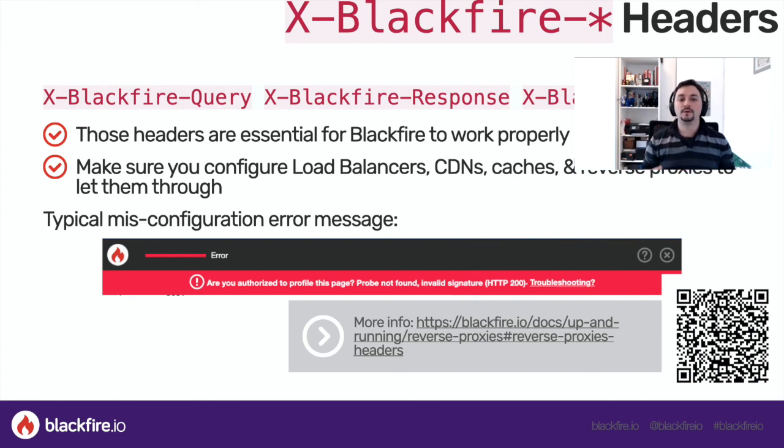The typical error message is going to be the one on the screen here: Are you authorized to profile this page? Probe not found, invalid signature. We actually don't want to make that error message more specific. We don't want to tell you it's the wrong credentials, because this would be less secure than telling people we didn't even detect Blackfire. Somebody could just be playing around trying to figure out whether you have Blackfire installed and whether they can try to do something about it. If they don't have the right signature, we're not even going to tell them that Blackfire is installed.